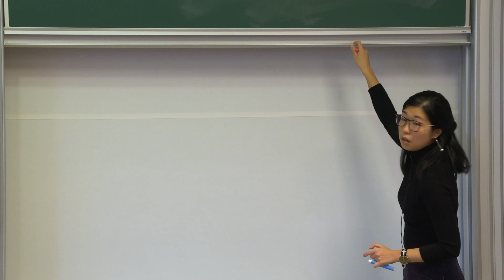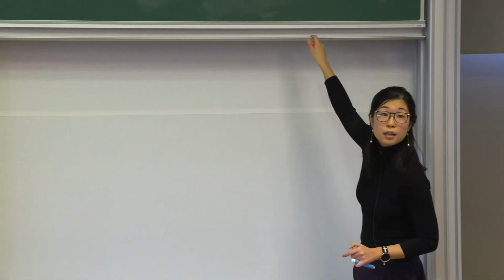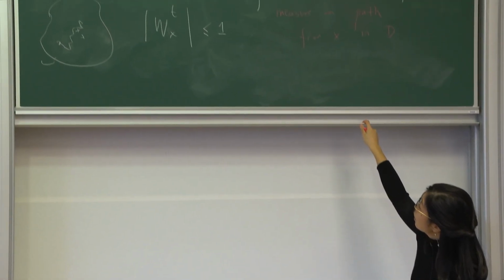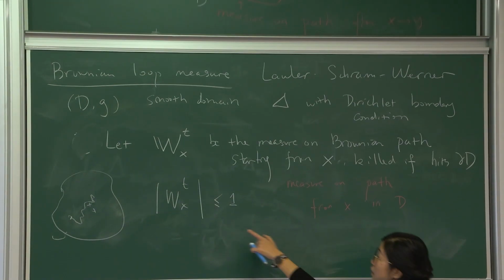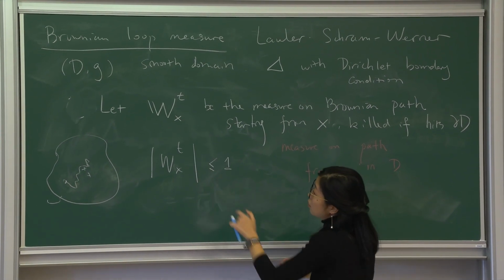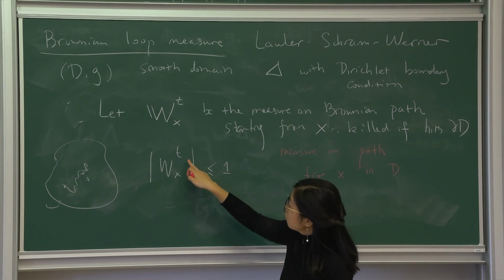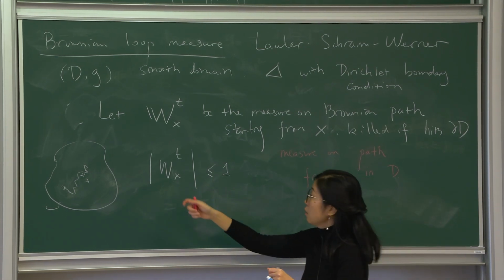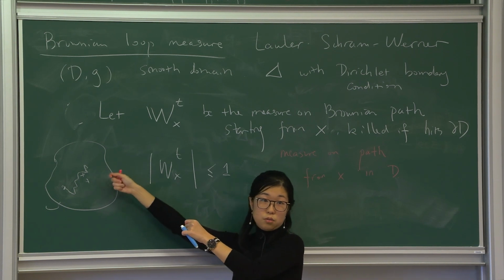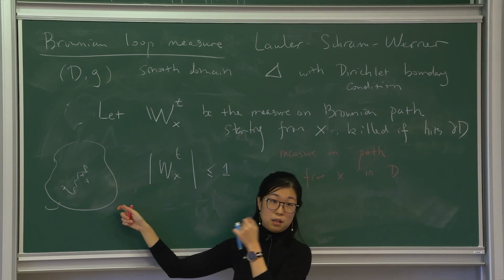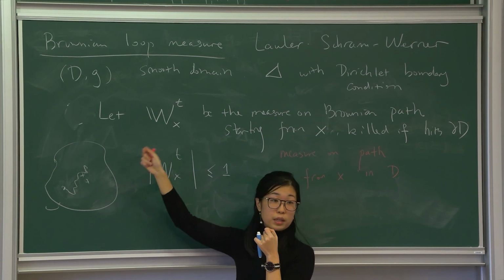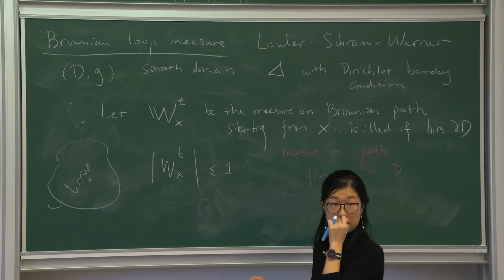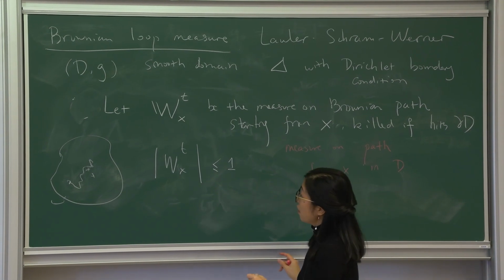Does it decay with t? Sorry? This total mass, as a function of t? This one? Yeah, if t goes to infinity, I think this will converge to 0. If the domain is non-polar, it's going to almost surely hit the boundary. If you wait for time long enough in 2D, it's always going to hit it. And so this will converge to 0.